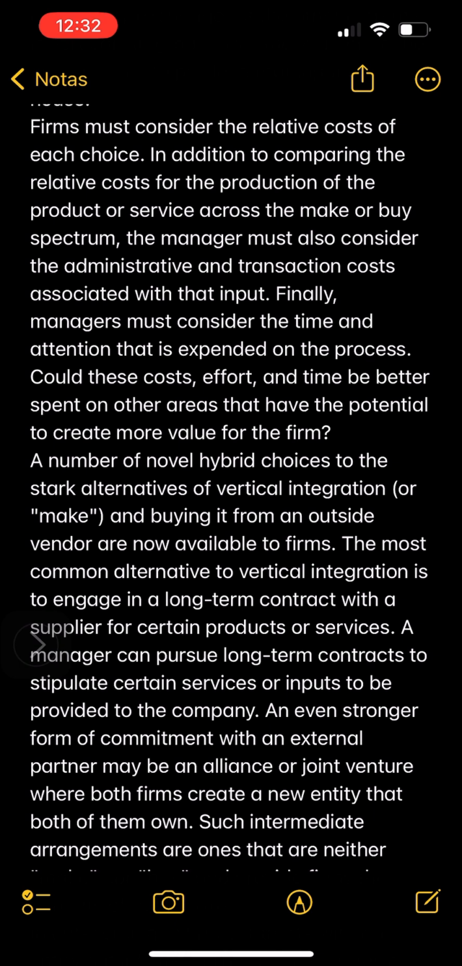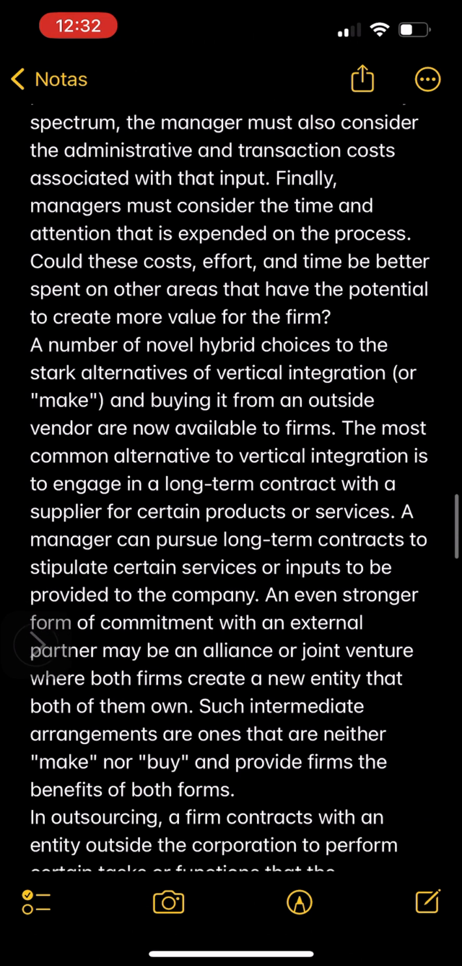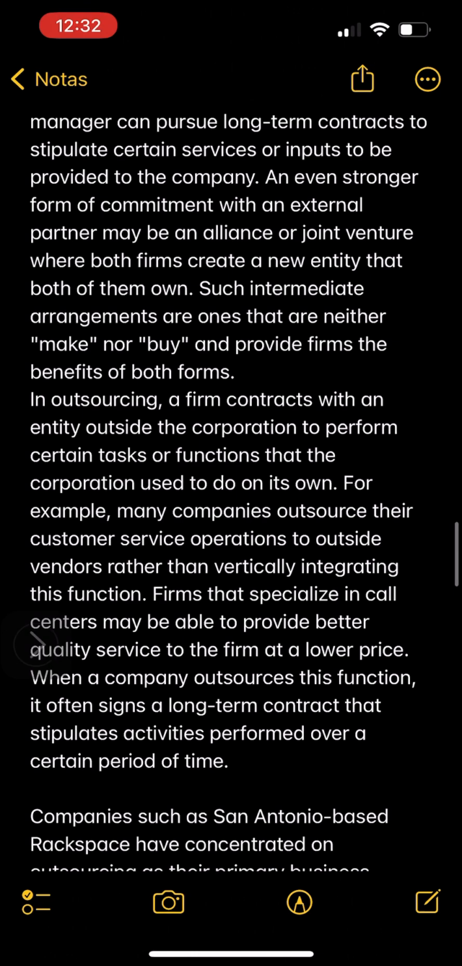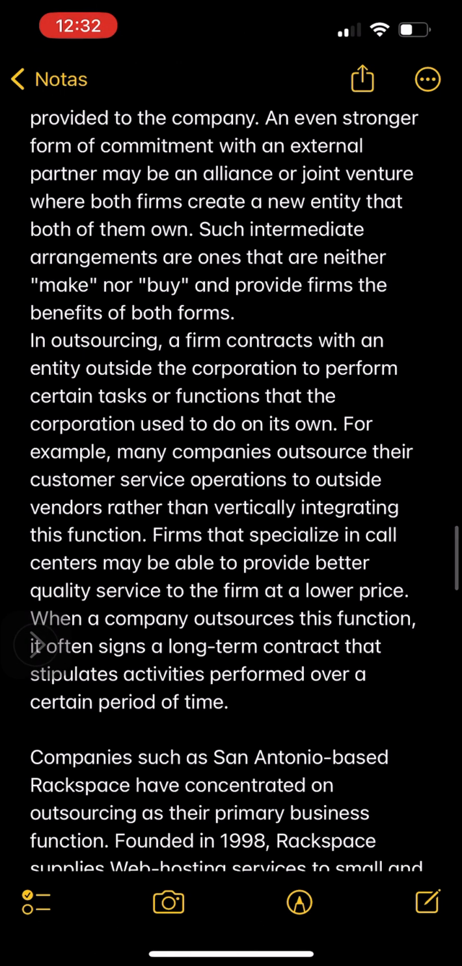A number of novel hybrid choices to the stark alternatives of vertical integration, or make, and buying it from an outside vendor are now available to firms. The most common alternative to vertical integration is to engage in a long-term contract with a supplier for certain products or services. A manager can pursue long-term contracts to stipulate certain services or inputs to be provided to the company. An even stronger form of commitment with an external partner may be an alliance or joint venture, where both firms create a new entity that both of them own. Such intermediate arrangements are ones that are neither make nor buy and provide firms the benefits of both forms.